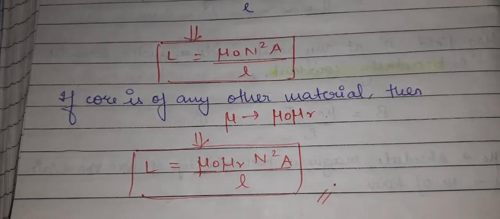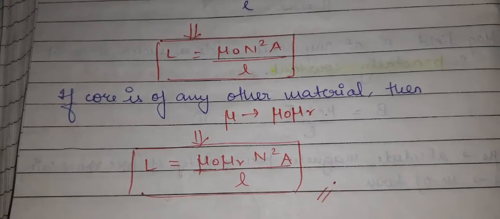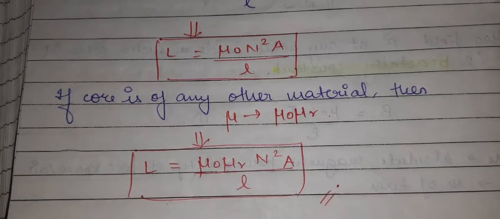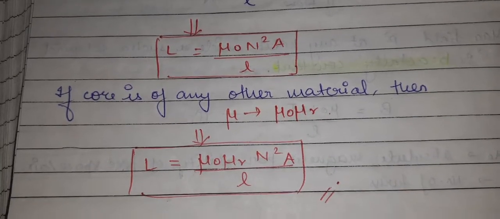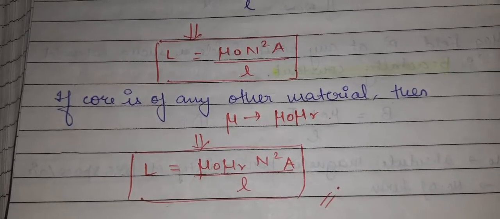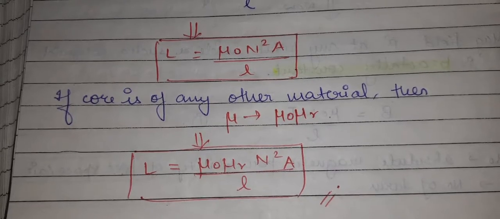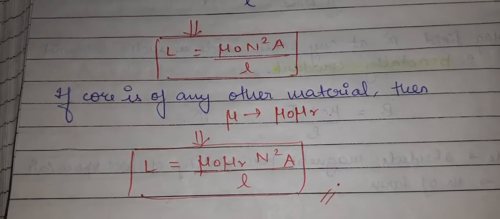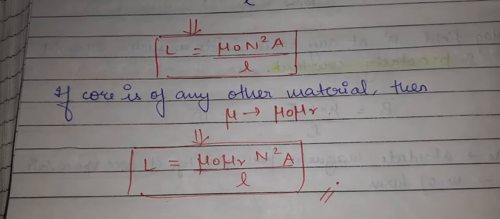So this is all about the self inductance formula in the case of a solenoid. I told you we will discuss the factors on which it depends. After reading this formula, we can say that our coefficient of self inductance is inversely proportional to the length.